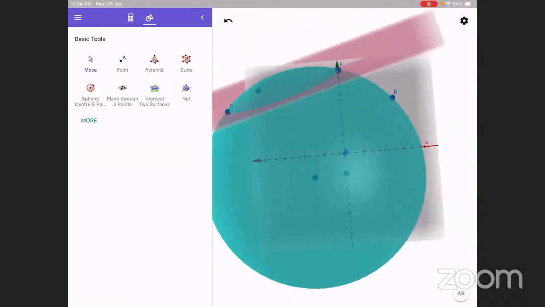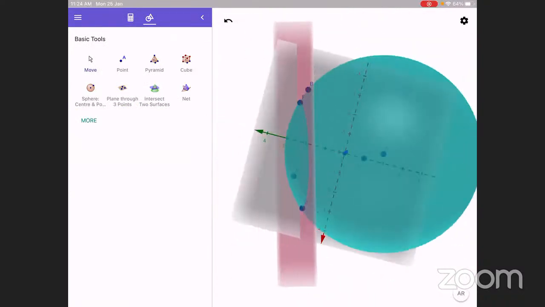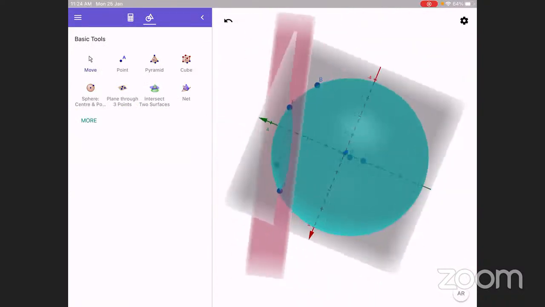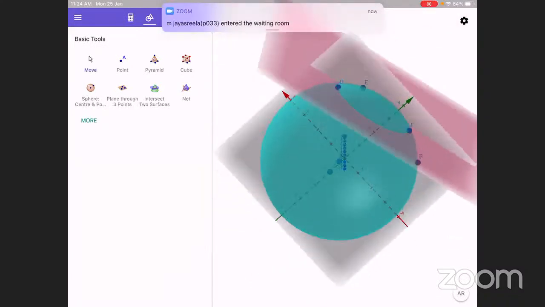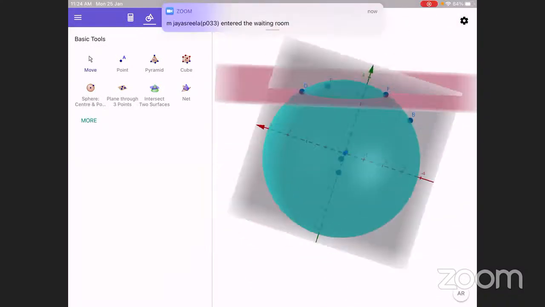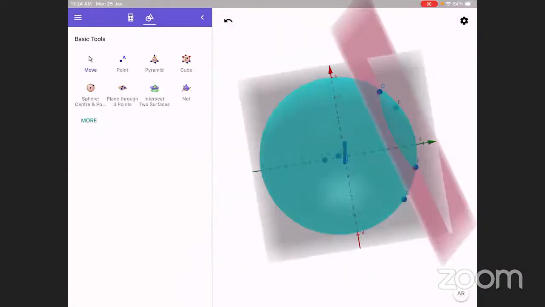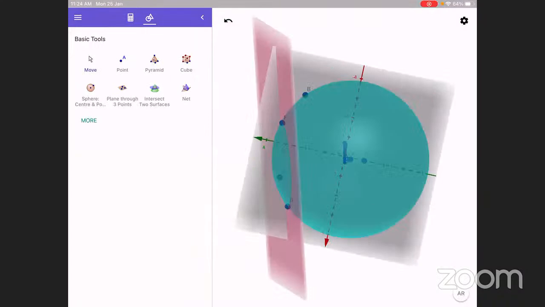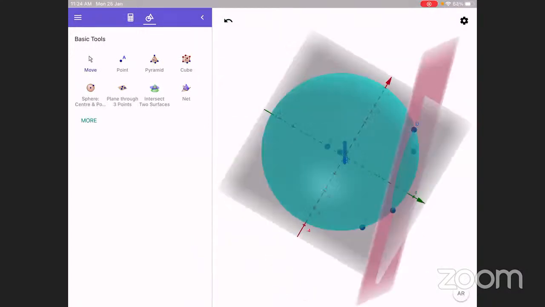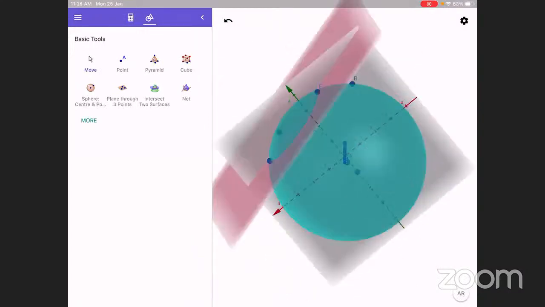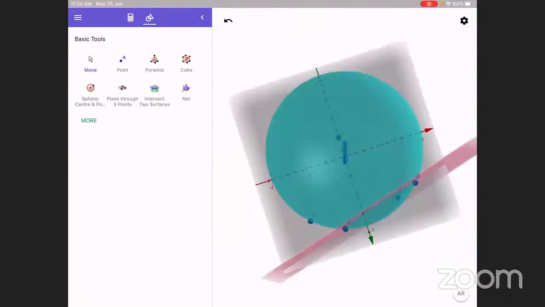It is intersecting the sphere. We know in the classes that the plane section of a sphere is nothing but a circle. Now you can make this happen in the classroom so nicely. You can see that the plane section of this particular sphere with this plane is a circle. So, explore all these things in this particular app.